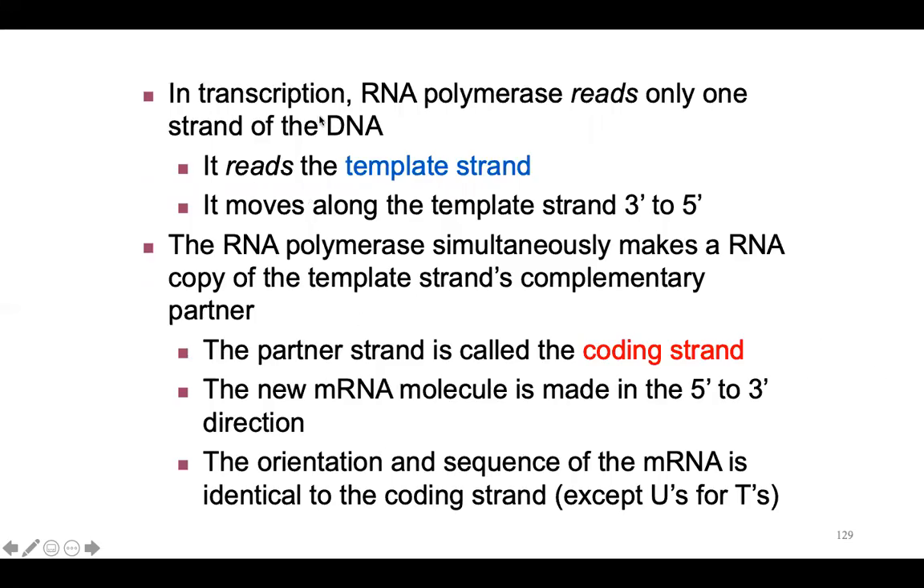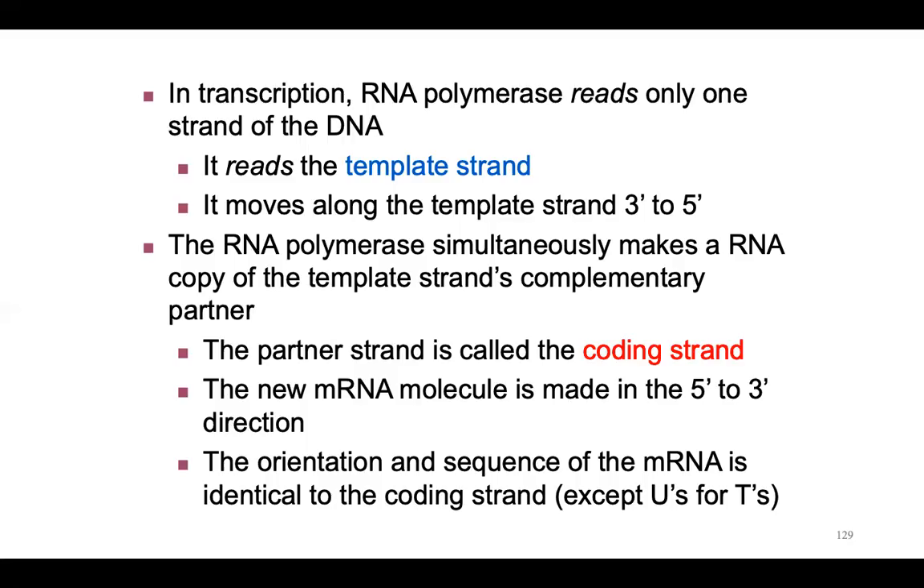So in transcription, RNA polymerase reads only one strand of the DNA, and it reads the template strand. I am emphasizing that RNA polymerase reads one strand of DNA, and that portion of DNA is what we call the template strand. It moves along the template strand from 3' to 5'. Are you familiar with this one? This is also similar to the process of DNA replication. The RNA polymerase simultaneously makes an RNA copy of the template strand's complementary partner, and the partner strand is called the coding strand. The new mRNA molecule is made in the 5' to 3' direction, again similar to DNA replication.